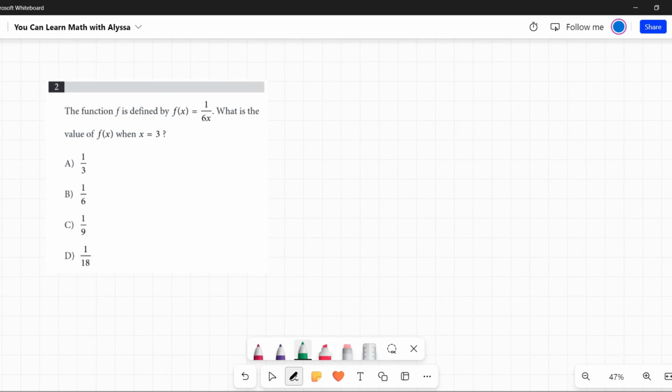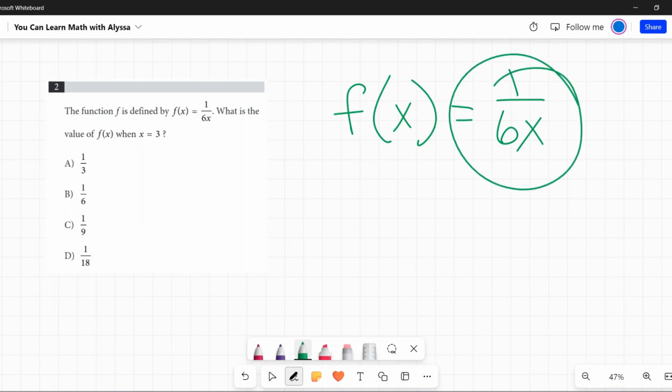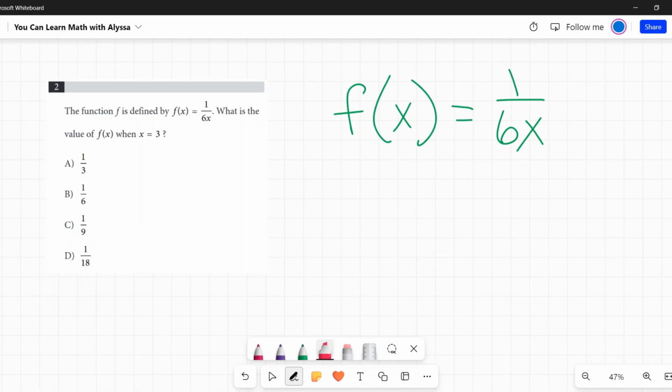Number 2, the function f is defined by f of x is equal to 1 over 6x. What is the value of f of x when x equals 3? When we are told f of x equals something, what they're saying is, if I put a number and plug it in for x, tell me what I get. Do all that math and tell me what you get. So they're asking you to plug in 3 wherever there is an x in this equation. So there's only one x right there underneath. So I'm going to do as they say, and I'm going to plug in 3 for x.